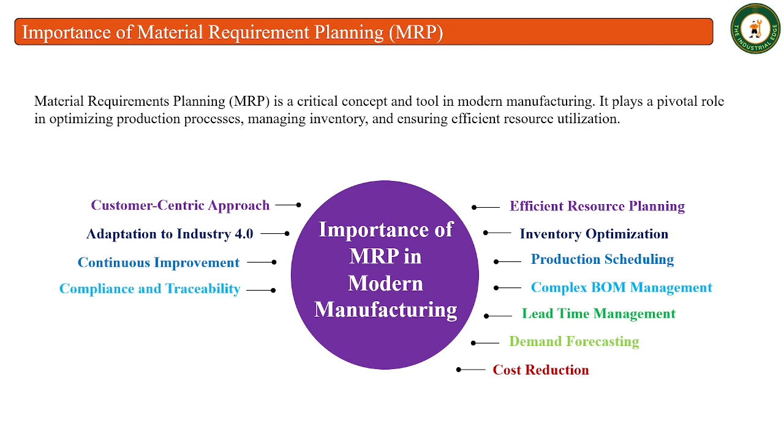Next importance, compliance and traceability. MRP aids in meeting regulatory requirements and quality standards by tracking material and process meticulously. Next importance, supply chain coordination. MRP enhances communication and collaboration across the supply chain, fostering better relationships with suppliers and partners.